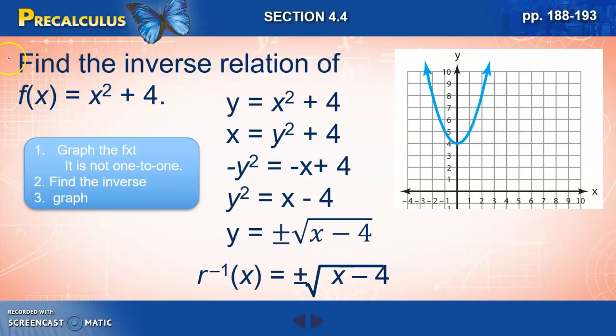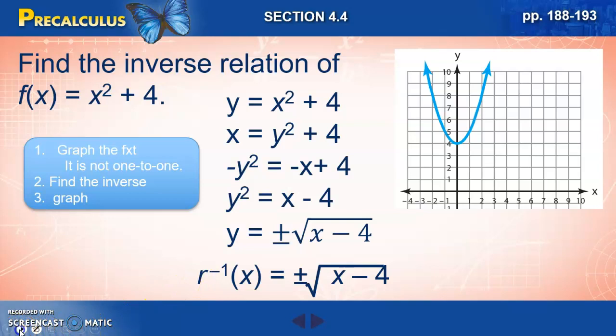So the first thing we're going to do is take our original function and write it in terms of y. So instead of f of x equals x squared plus 4, we're going to write y equals x squared plus 4. We'll then flip-flop, switch our x and y, and we get x equals y squared plus 4. We will then solve for y, and we get y equals plus or minus square root of x minus 4. Now, this is not a function, so we can't replace our y with f to the negative 1 of x. It is a relation, so we can write r to the negative 1 of x.